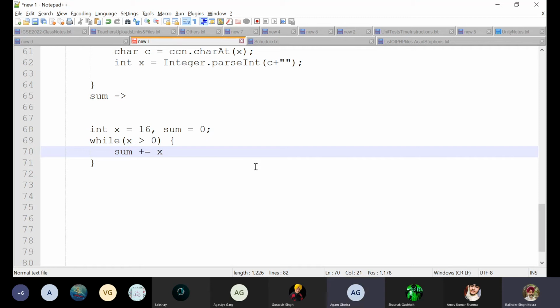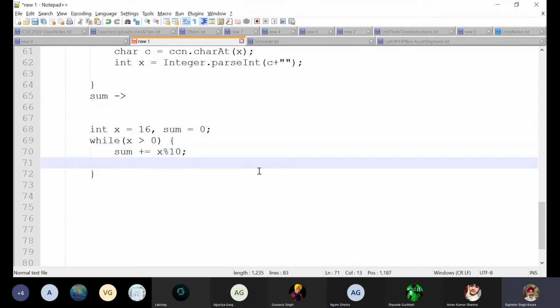No, sir, then we need to reduce 16 also, like x y is equal to 10. But if I write sum plus equal to x, sum is now 16. Sum में तो मुझे not x, x percent 10. x % 10. Okay, then we are going to reduce x. So x is equal to x/10. Yes, sir. Right?